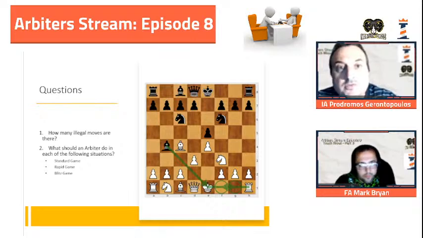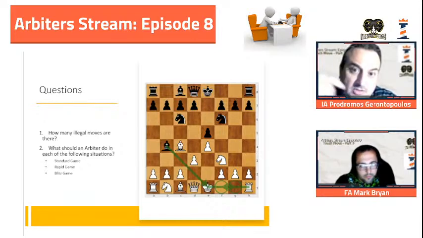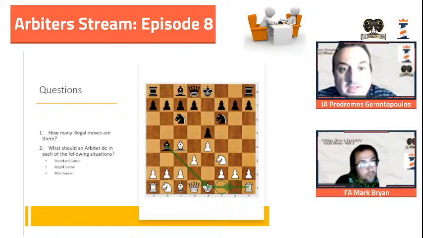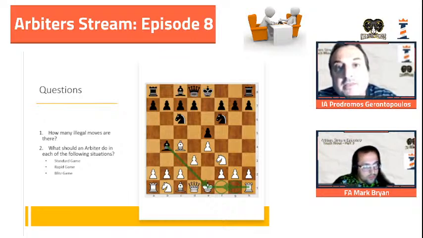So the viewers have to know that in this position, this diagram, if it happens in a chess game, it's for 1 illegal move and not 2. So how many illegal moves are there? Only 1. Is there any question? Any other?